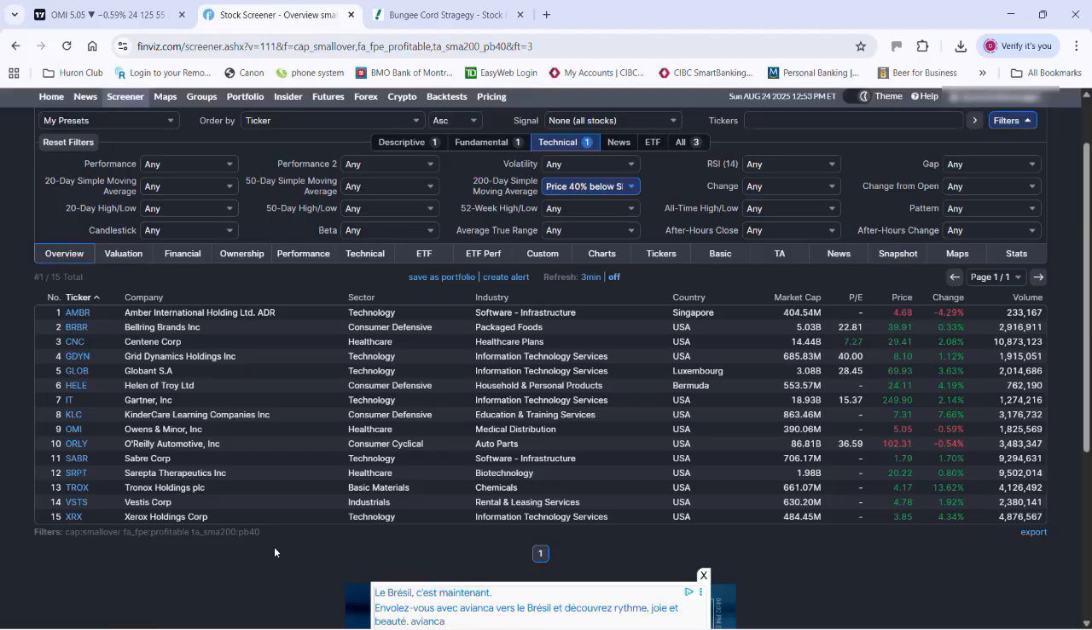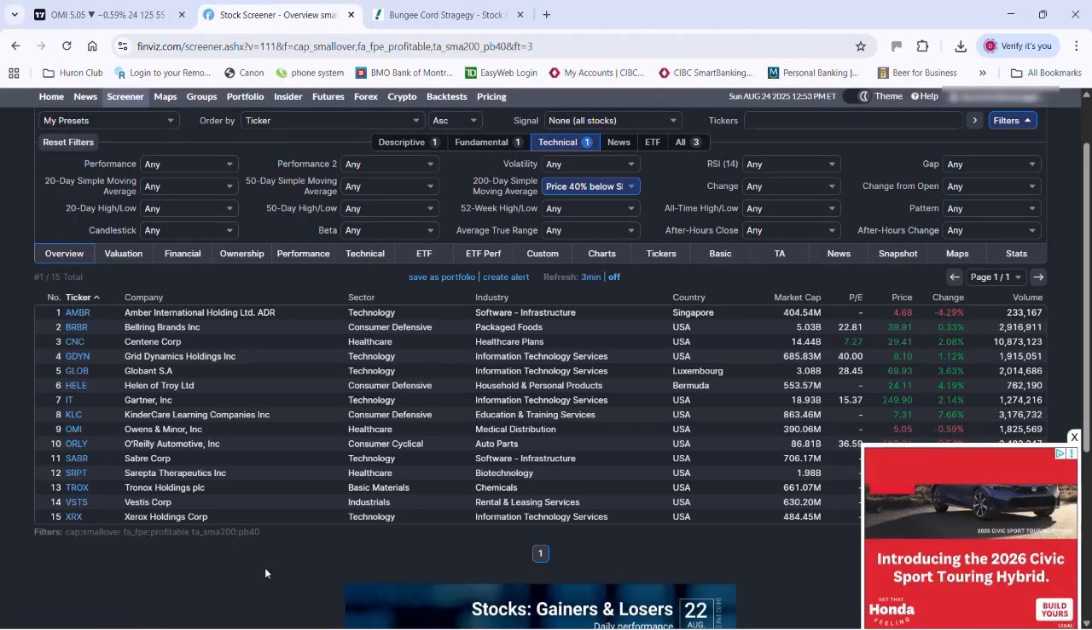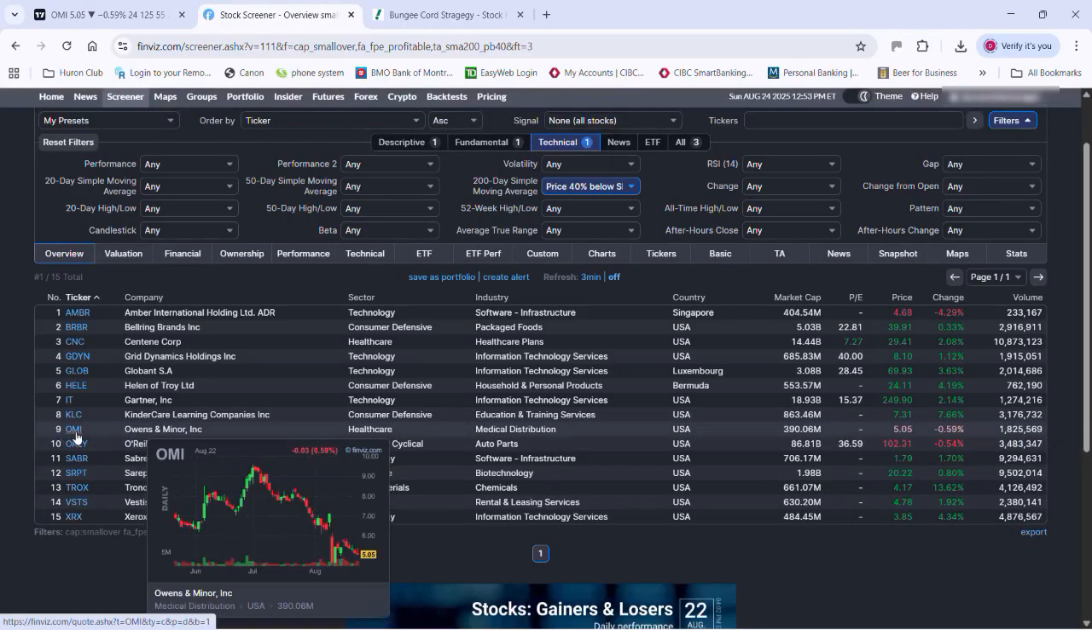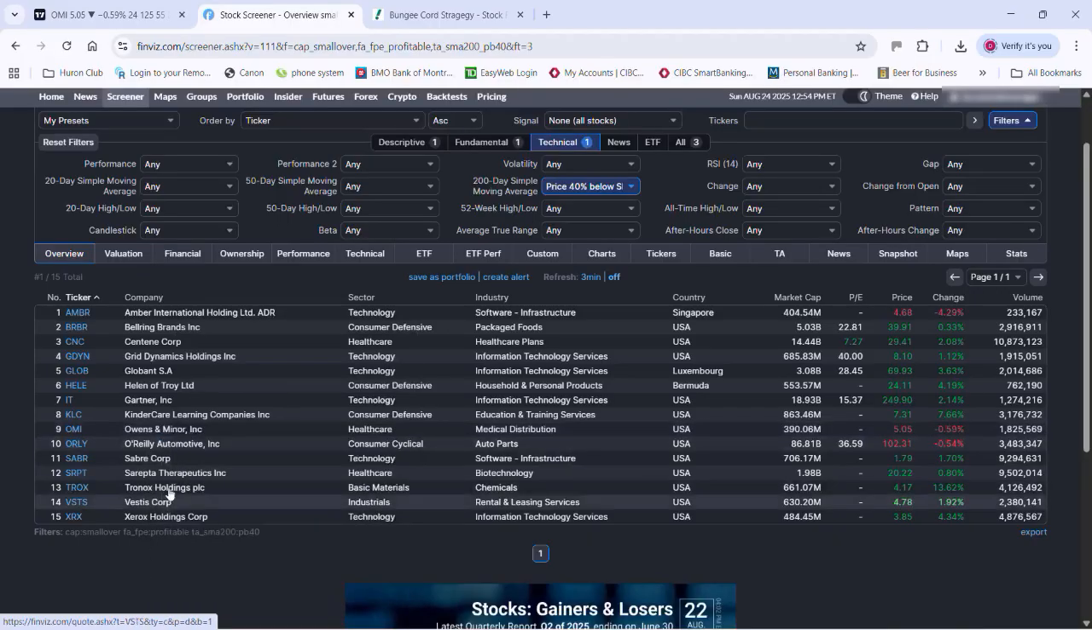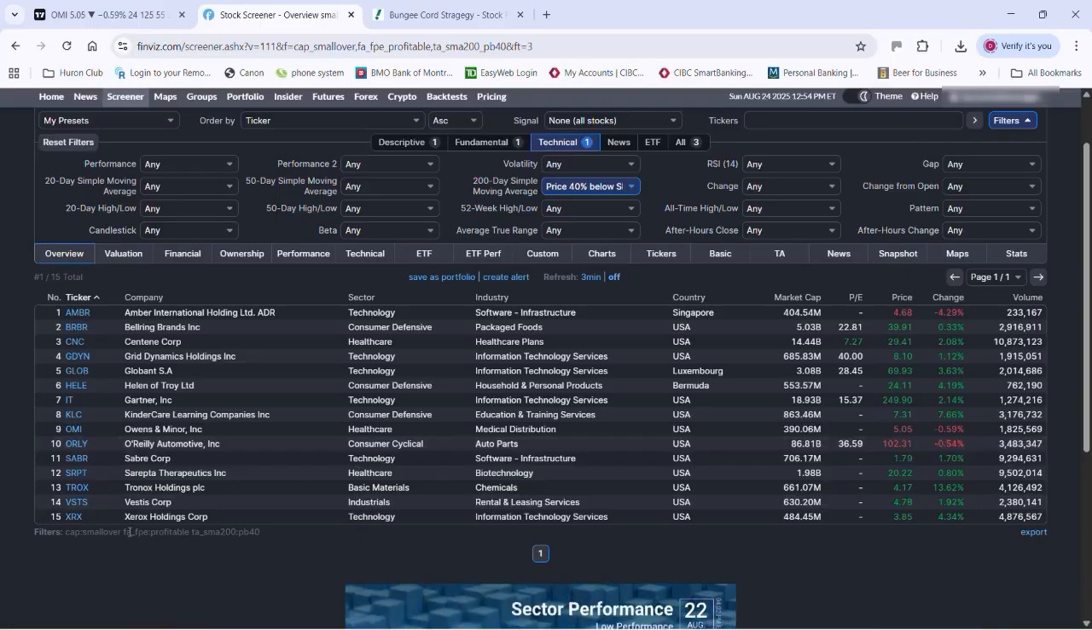So let's just look at, actually, I don't think I have that one, and this might be a new one. OMI, Owens and Minor. In this strategy, we don't really care what the company is. We don't care what it does. We're not looking at its financials. All we're doing is technical trading here, which means we're looking for that snapback, that bungee pullback. Owens and Minor happens to be a healthcare stock in medical distribution. Okay, whatever.